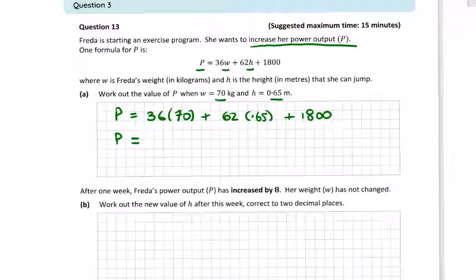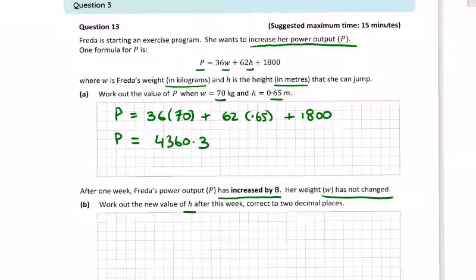I check my answer twice, 4360.3. And Frida's weight is in kilograms, just to check, and height H is in meters. Now after 1 week, her power output has increased by 8 and her weight has not changed. So now we have an unknown variable. So H is the unknown variable. Work out the new value of H.